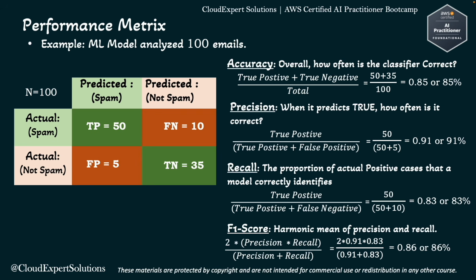For this certification, you should only remember the name of these metrics. You don't have to remember these formulas or how to calculate the values. AWS certification is not going to give you any formula or ask you to calculate the value of these metrics. You just need to remember the name of the metric.